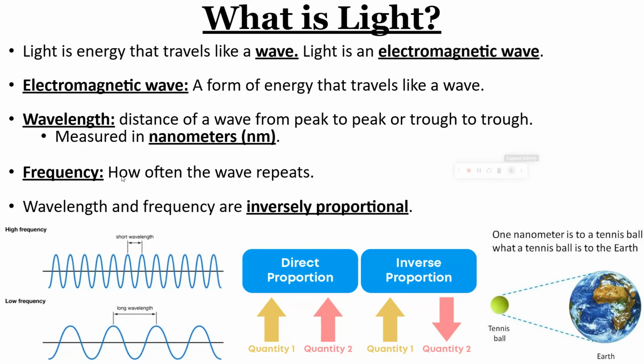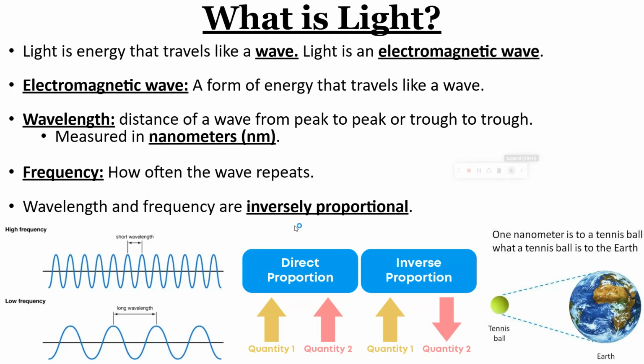So frequency is how often a wave repeats itself. So picture this line here as an amount of time. Pretend it's 10 seconds. This is 10 seconds, and so is this. You can see that this wave repeats itself many times within that 10-second line, whereas over here, this wave does not repeat itself as many times. So we can see a relationship between wavelength and frequency. We can see that they're inversely proportional.